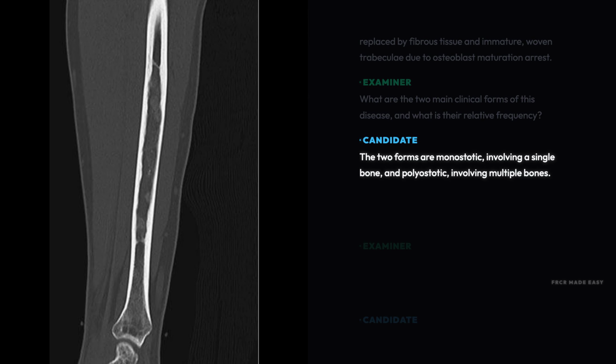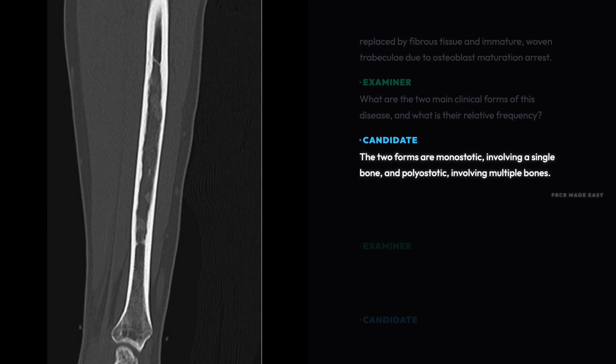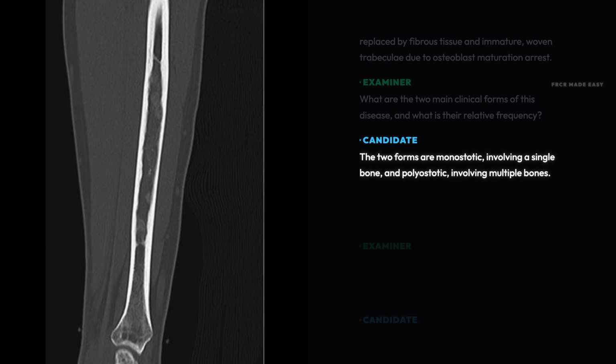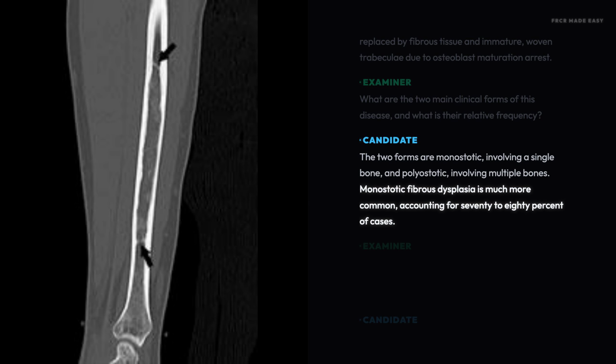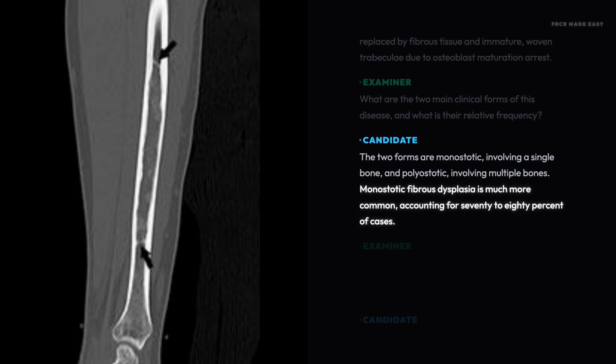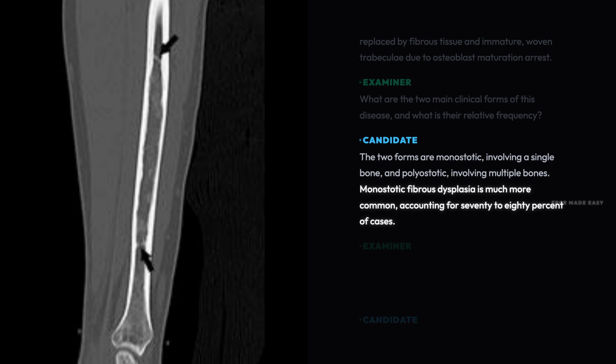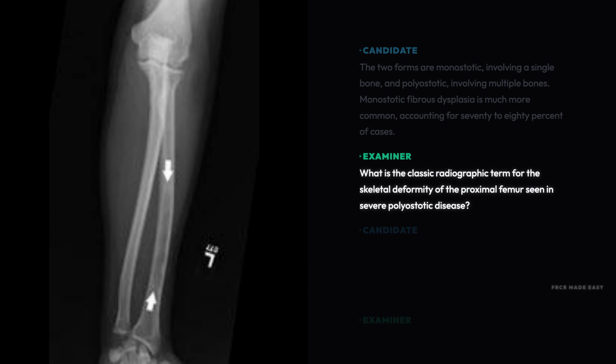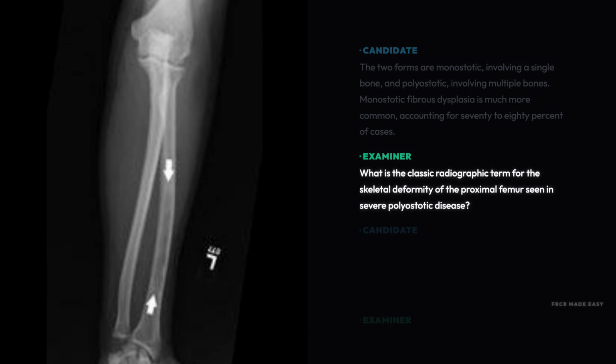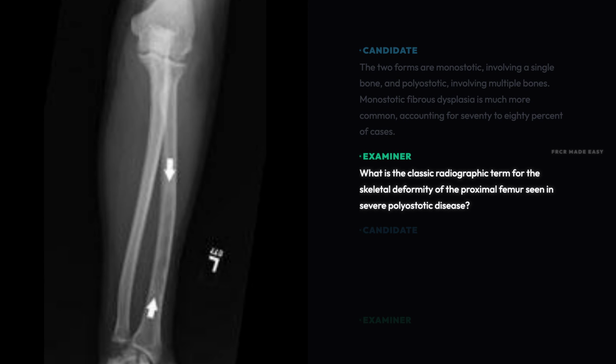The two forms are monostotic, involving a single bone, and polyostotic, involving multiple bones. Monostotic fibrous dysplasia is much more common, accounting for 70 to 80% of cases. What is the classic radiographic term for the skeletal deformity of the proximal femur seen in severe polyostotic disease?